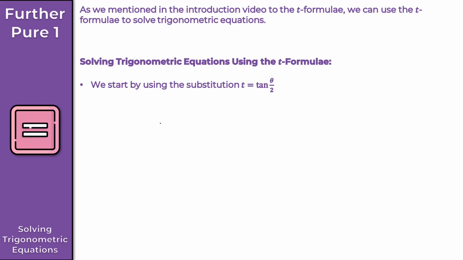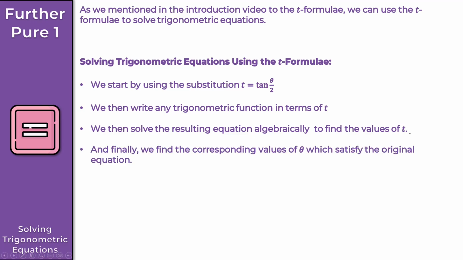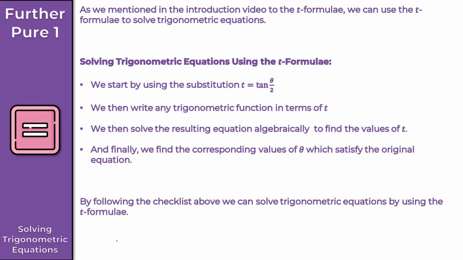For the first step, we start by using the substitution of t equals tan of theta over 2. We then write any trigonometric function in terms of t. We then solve the resultant equation algebraically to find the values of t. And then finally, we find the corresponding values of theta, which satisfy the original equation. So as you can see, just 4 steps, but these 4 steps are key to solving trigonometric equations using the t-formulae.